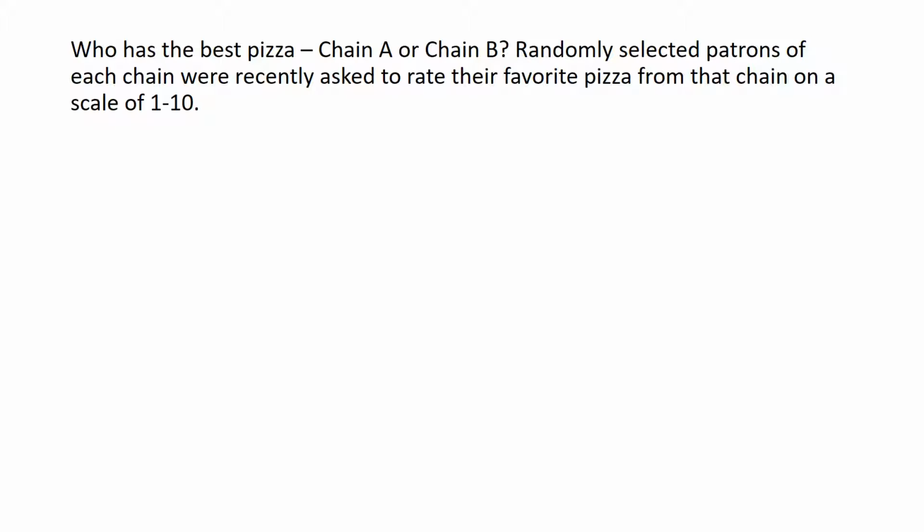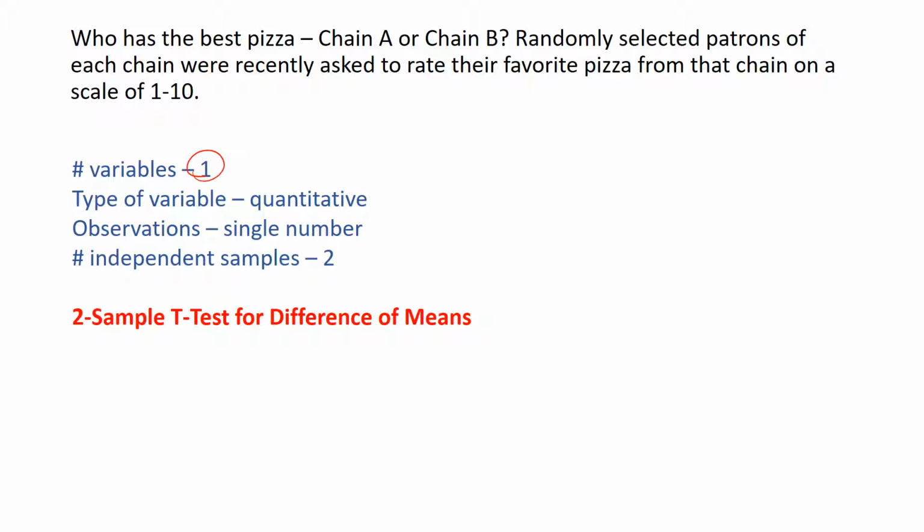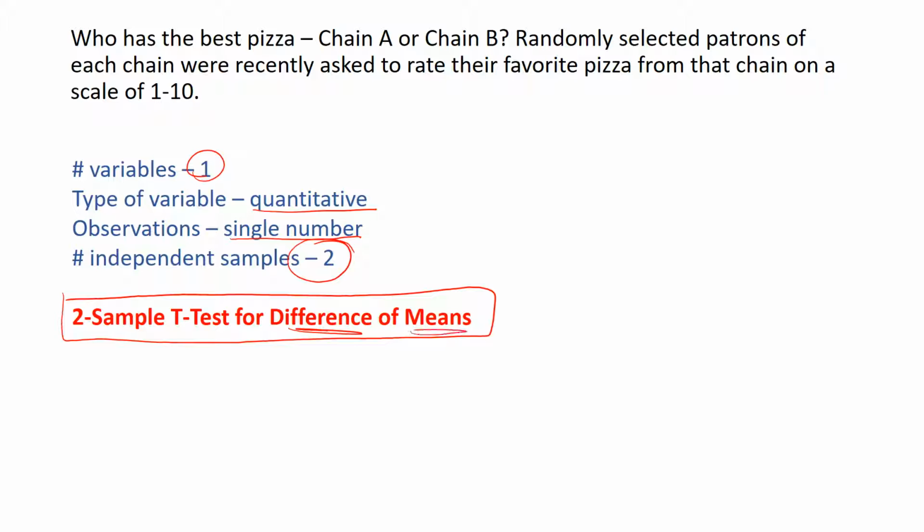I see only one variable, pizza rating. It's quantitative. And each observation is a single number. Each person was asked to rate their favorite pizza. We have randomly selected patrons of each chain, and we have two chains, so we have two independent samples. One quantitative variable. Each observation is a single number. Two independent samples. We use a two-sample t-test for the difference of means.